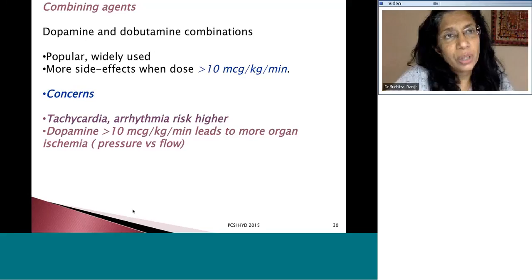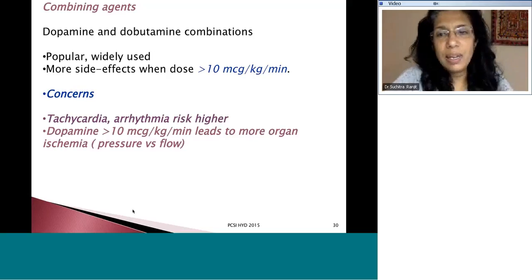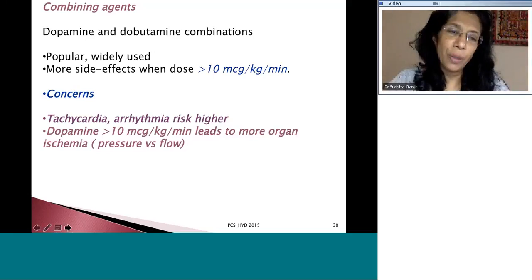So it's a good short-term agent when you don't know what's going on. But if the patient doesn't get better, find out what's going on. Is the SVR very low? Is the cardiac function not good? Does he need more fluid? What is going on? And give the appropriate customized therapy rather than just hiking up the dose of dopamine to 15, 20, etc.